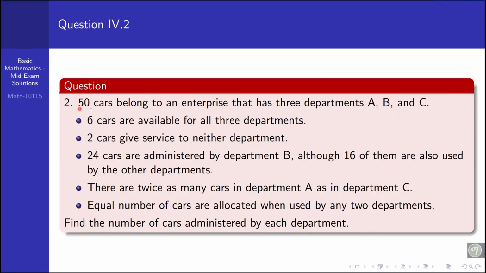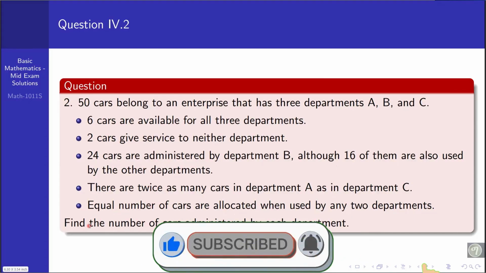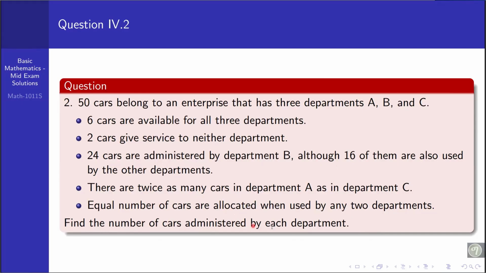2 cars give service to neither of the departments. Out of the 50 cars, there are 2 cars which don't give any service to any of these 3 departments. Then 24 cars are administered by Department B. Also 16 of them are also used by the other departments. There are twice as many cars in Department A as in Department C. An equal number of cars are allocated when used by any 2 departments. After we are given this information, what we are asked is to find the number of cars administered by each department.